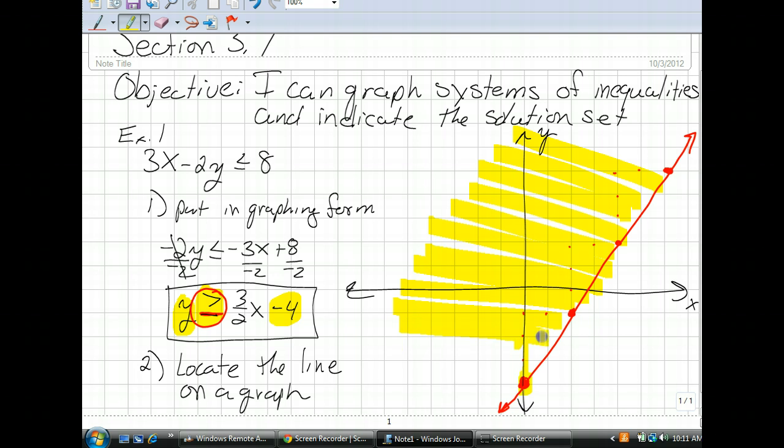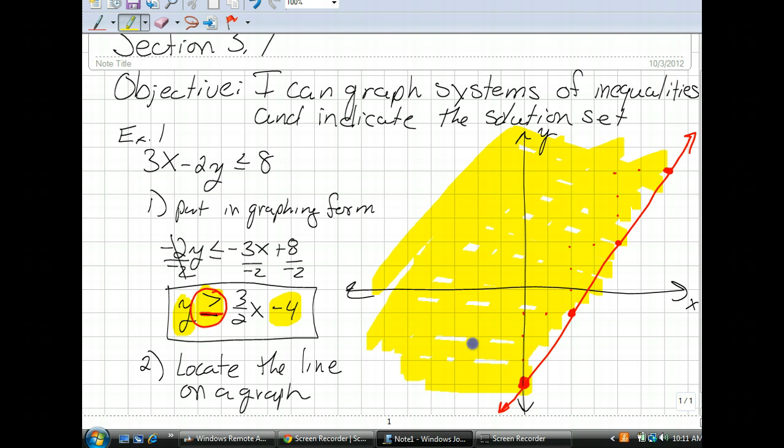So this says every point in this shaded area will make this inequality true. So for instance, I could pick the point 0, 0, which is in that shaded area. And so I could check: if I put 0 in for y and 0 in for x, do I get a true statement? 0 is greater than or equal to negative 4, so I know that I shaded the right side because I got a true statement there, right?